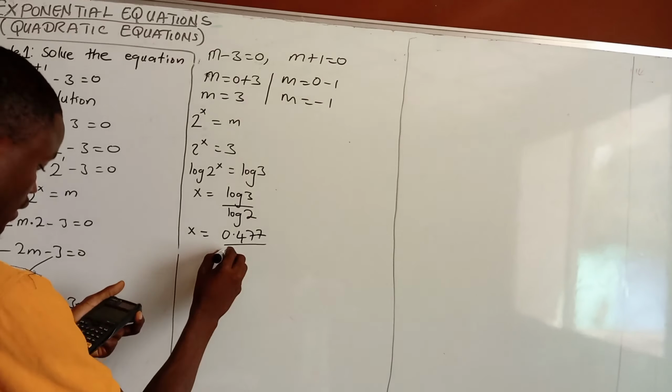0.301. So now if you divide this one, 0.477 divided by 0.301, then when I divide, it gives me 1.58 as the value for x. Mind you, this is the applicable value for x, because we don't have a negative log. That is to say, 2 raised to the power x equals minus 1.